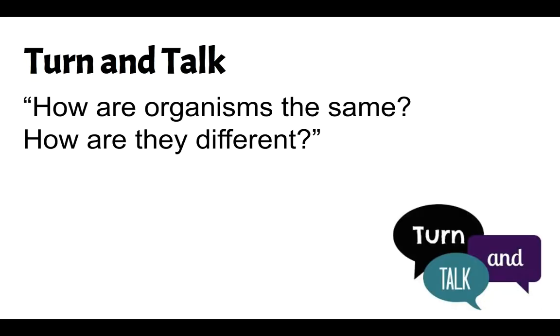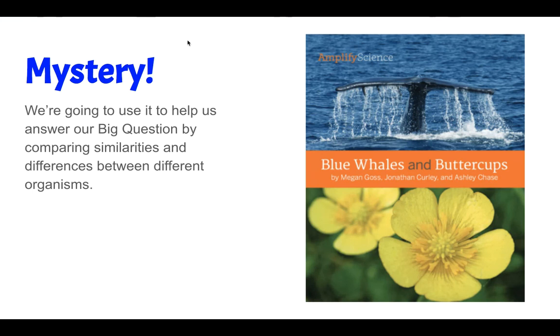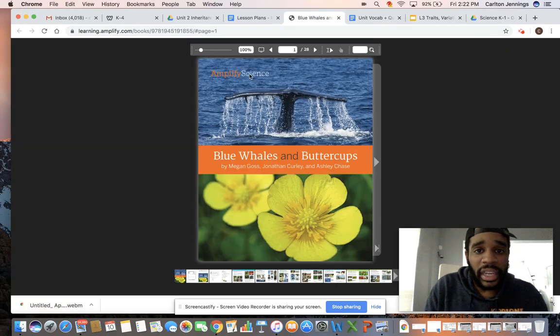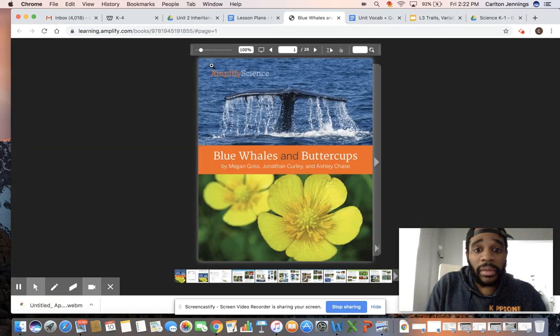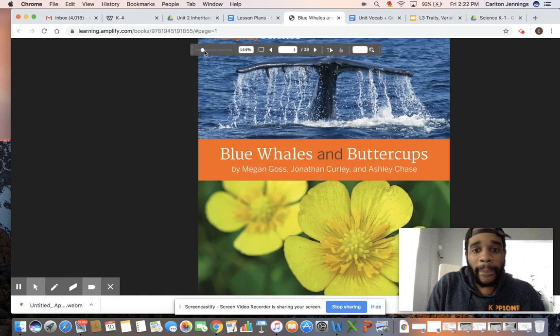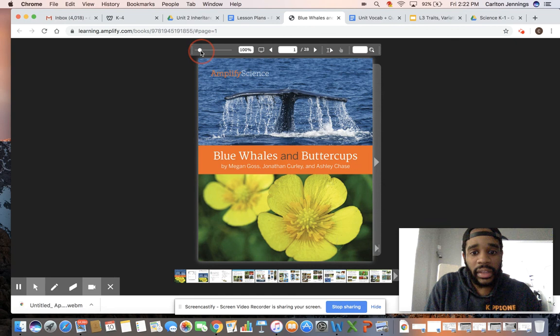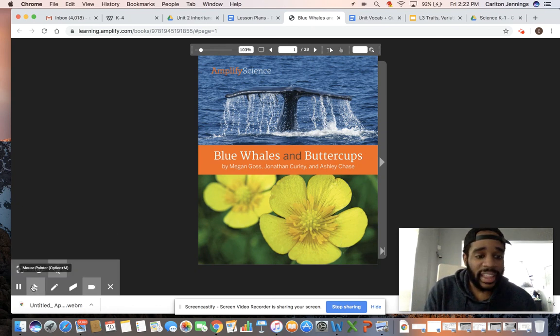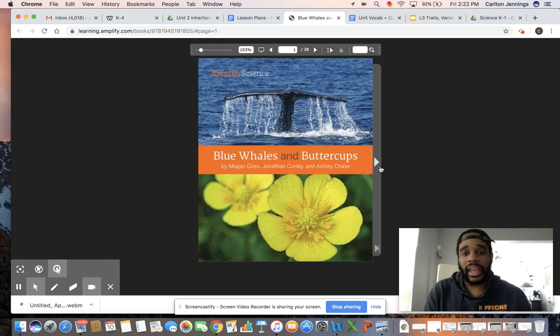So remember, when we come back from the book, we'll be learning a little bit more about how all organisms are the same and how they are different. So here we have the book, Blue Whales and Buttercups. Sorry, probably a little too much zoom. Probably didn't need it. Perfect. So, Blue Whales and Buttercups. We're going to get into this book, and make sure that you are listening and taking notes if you can, because it's going to help you answer your exit ticket at the end of class.